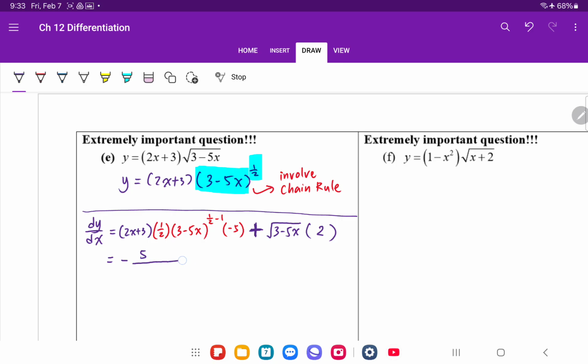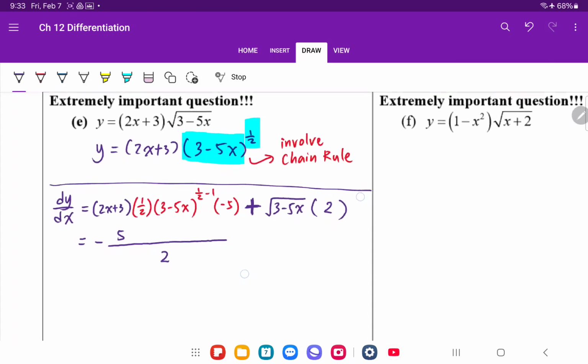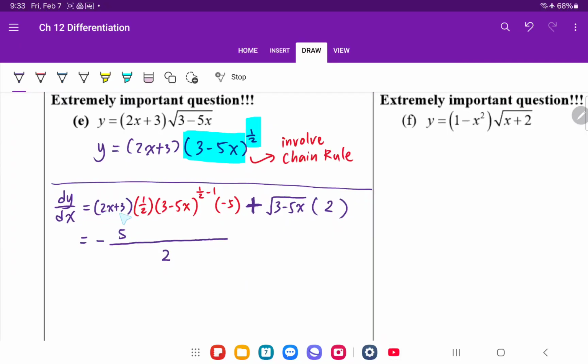5 over 2. Now, the reason why I write it like that is because you will notice that 2x plus 3 has a positive power. It should be written on the numerator. But 3 minus 5x power negative half has a negative power. It should go below, right? And negative half says that once I bring it to the bottom, it transforms back into 3 minus 5x. Do you recall that?